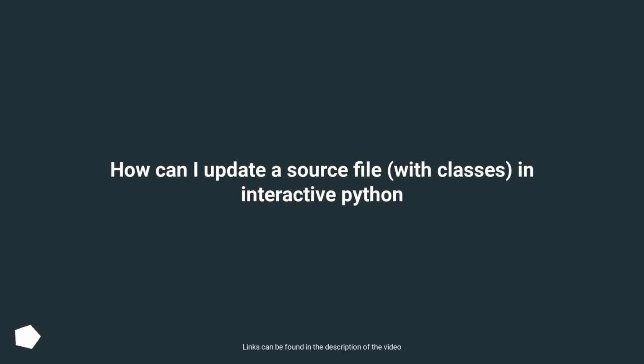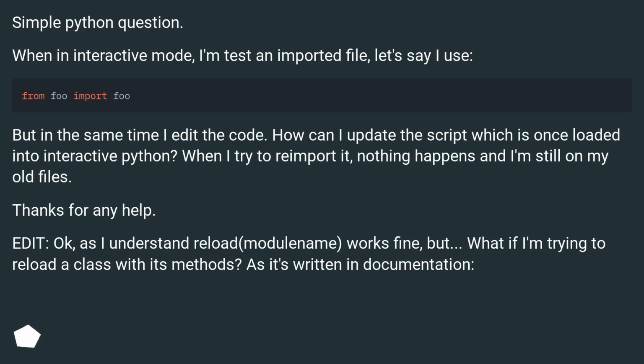How can I update a source file, with classes, in interactive Python? Simple Python question. When in interactive mode, I'm testing an imported file. But at the same time I edit the code. How can I update the script which is once loaded into interactive Python?